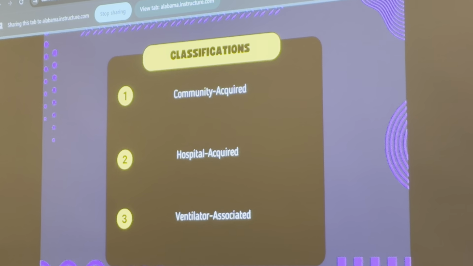Then we have our third class here, our ventilator-associated class. I'm not gonna spend a whole lot of time on that because we're not gonna talk about ventilators within this class, but in the fall, you'll hear it a lot. So your ventilator-associated type pneumonia, that's gonna be 48 hours after they are intubated. They're placed on the ventilator, they have an endotracheal tube inserted. That's gonna be your ventilator-associated pneumonia. So 48 hours after intubation.